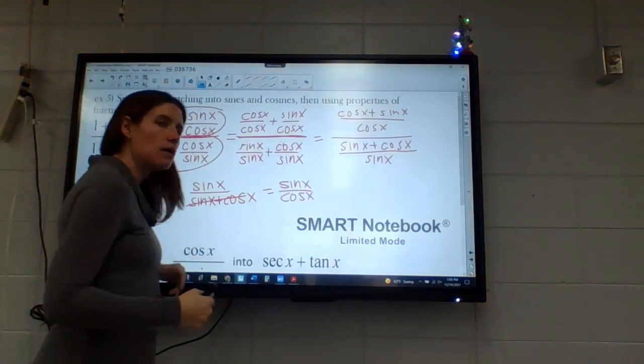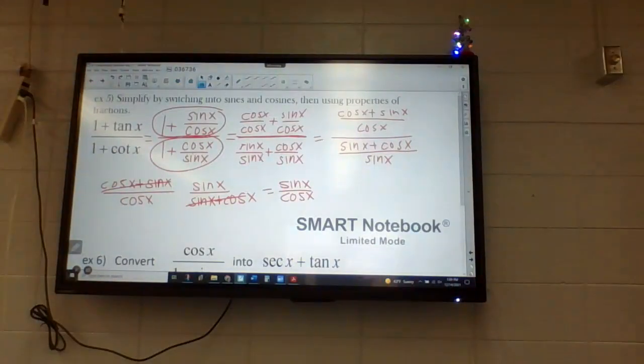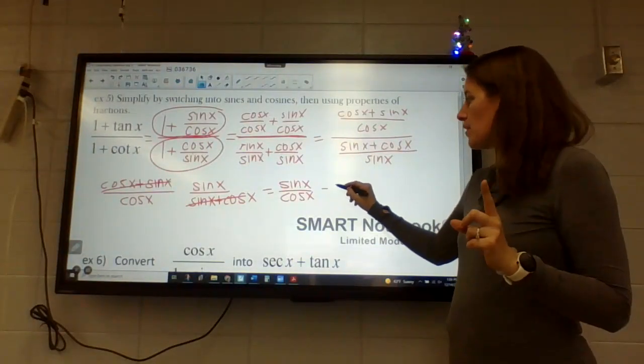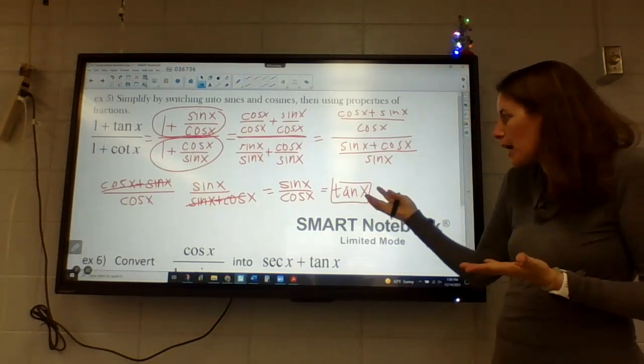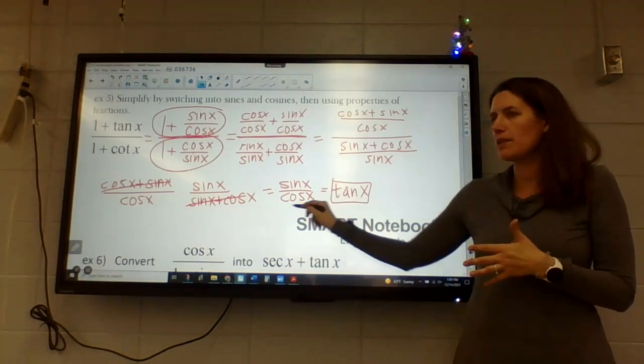Okay. Now, sine over cosine is a fine answer. Can we write that as 1? Yeah. Either one is fine with me. I'd probably prefer 1, but I'm fine with this.